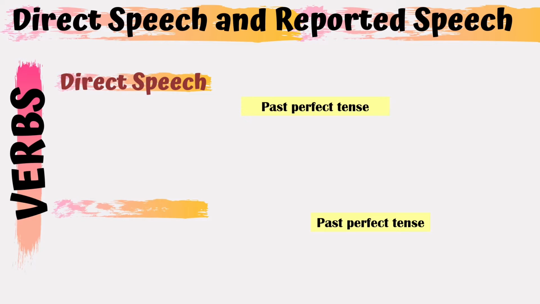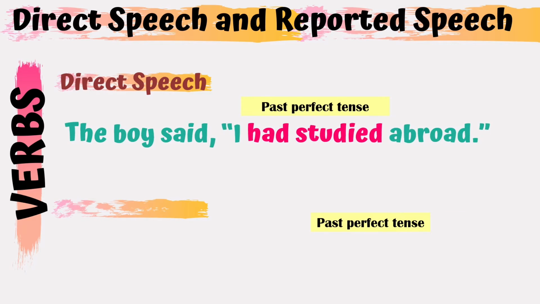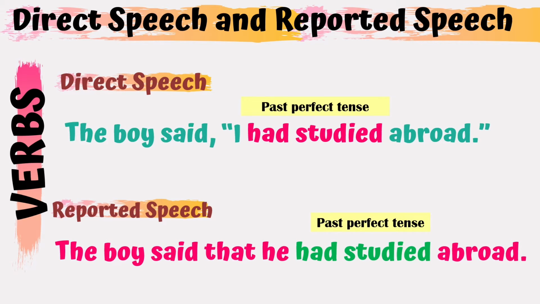Lastly, the past perfect tense in the direct speech will remain past perfect tense in the reported speech. Example, the direct speech is, the boy said, I had studied abroad. Reported speech will be, the boy said that he had studied abroad.